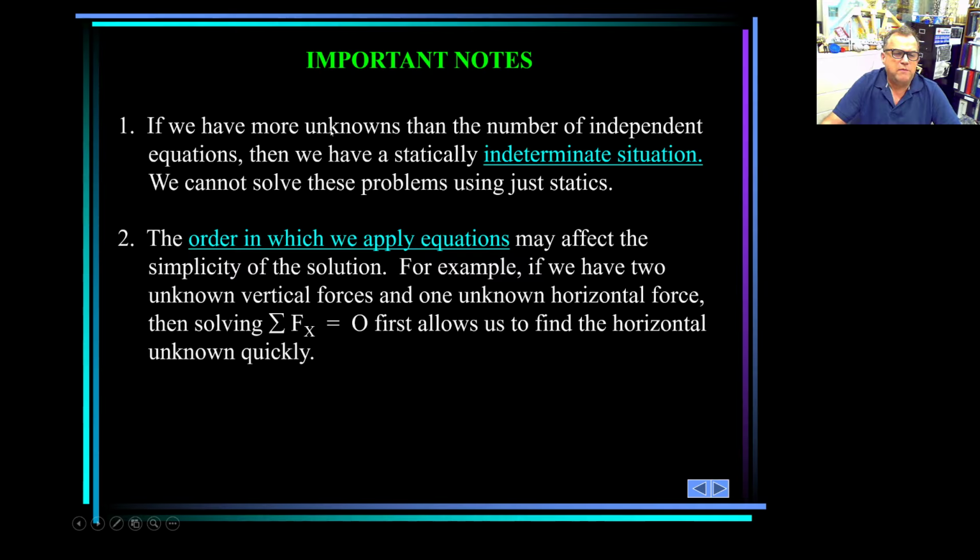Now, if we have more unknowns than the number of independent equations, then we have what is called an indeterminate situation. We cannot solve in these problems using just statics. That's why it's called indeterminate situation. Indeterminate is that it's not determined in statics. But we can do it. But we have to use a different type of equations that are called compatibility equations. And how to identify an indeterminate situation is explained in the next video.